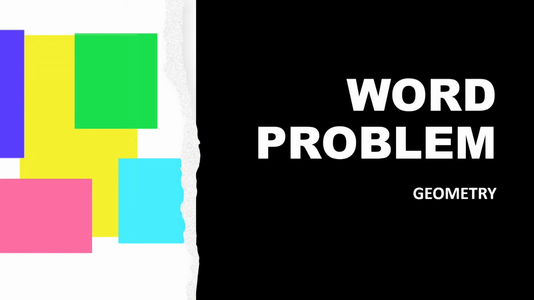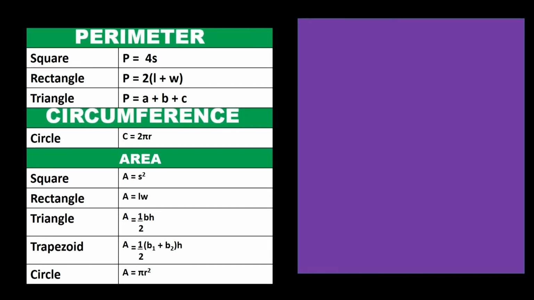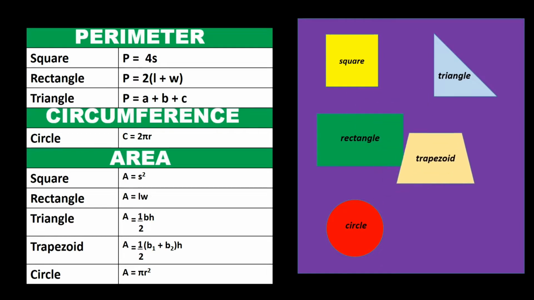Geometry word problem. In dealing with geometry problems, be familiar with the formulas of perimeter, circumference, and area of different shapes like square, rectangle, circle, triangle, and trapezoid.